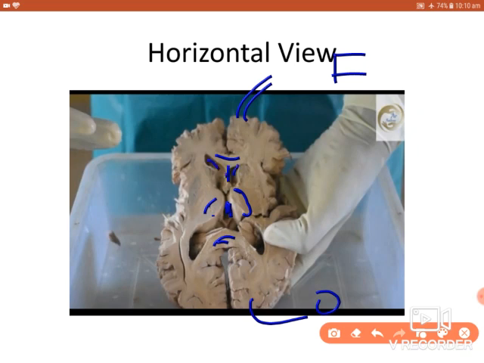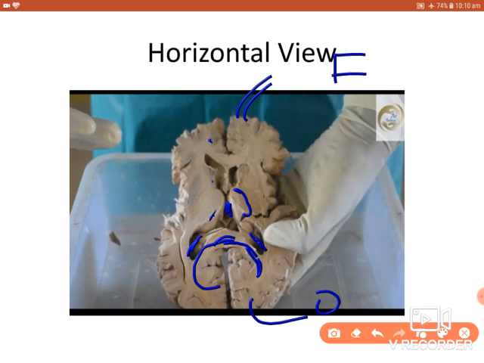This is the anterior horn of the lateral ventricle. This is the posterior horn of the lateral ventricle. This is the splenium. These fibers here are the forceps major. These fibers from the genu here are the forceps minor. This is the thalamus. Here, these are the lentiform nuclei. You can see these fibers, white matter, these are the projection fibers. This is the internal capsule.